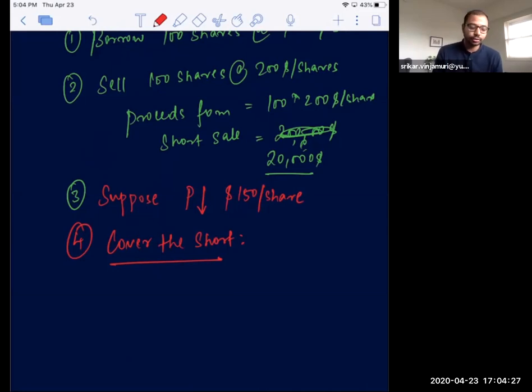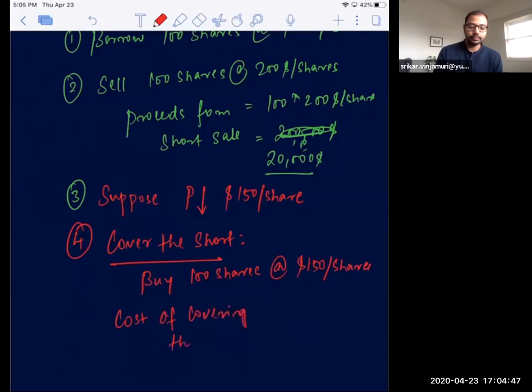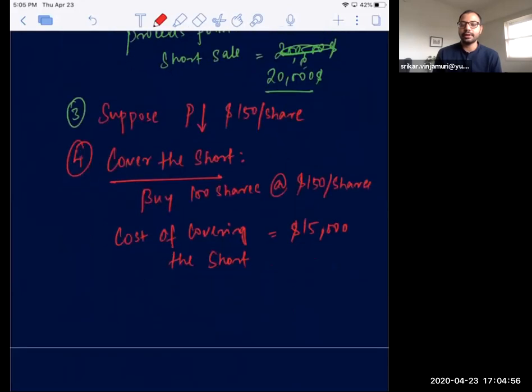So how would you cover the short? You would buy, at this point, 100 shares of Apple at this $150 per share price point. Okay. So the cost of covering the short, as we call it, is $15,000. You would cover the short at a cost basis of $15,000.